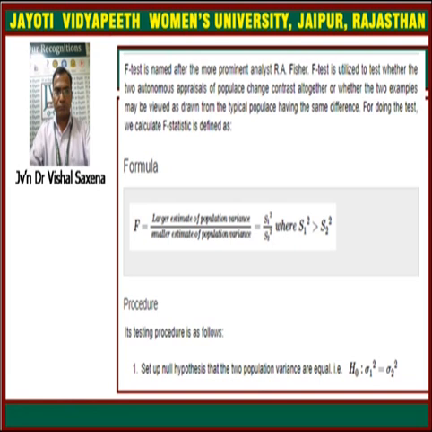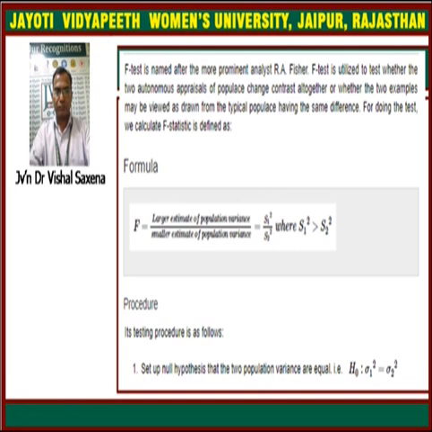For doing the test, we calculate the F statistic, defined as F equal to larger estimate of population variance upon smaller estimate of population variance. This is also equal to S1 square upon S2 square, where S1 square is greater than or equal to S2 square. And now we take the procedure. Its procedure is as follows.